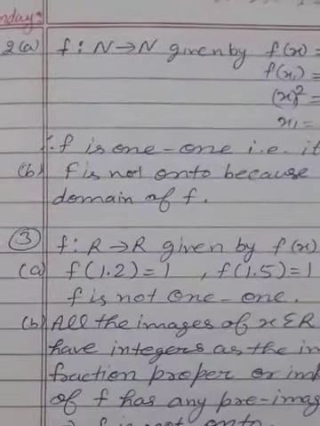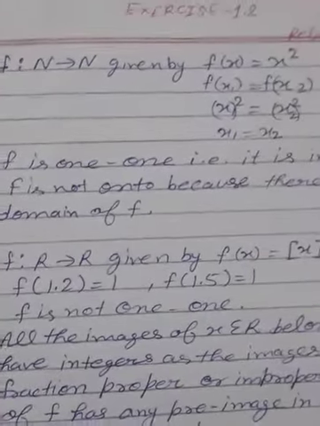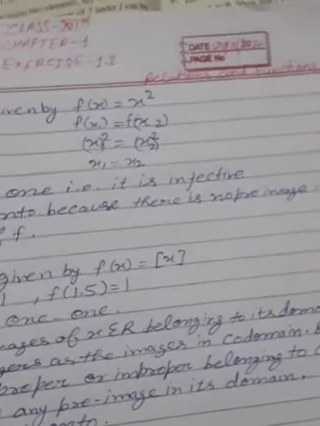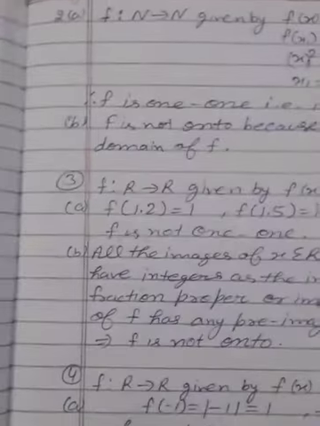Okay, second part, f is not onto because there is no pre-image in the domain of f. Similarly, all parts of the second question we have to solve. Question number 3.